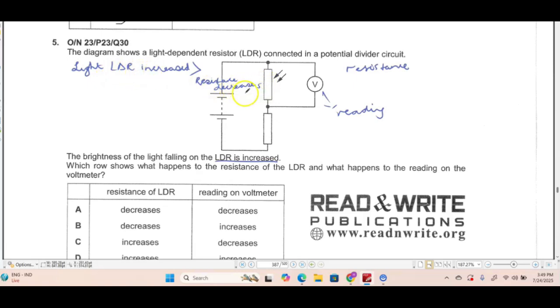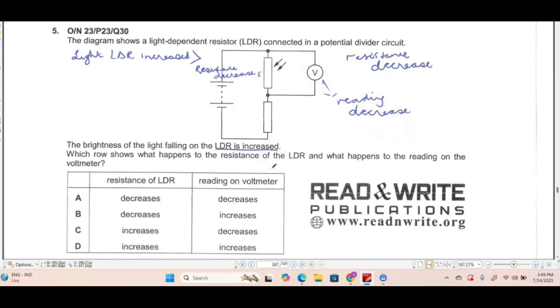Okay. So once we've established that the light falling on the LDR was increased, we know that the resistance is going to decrease. All right. And as the resistance has decreased, the voltmeter reading is going to decrease as well. Okay. So we are looking for options which tell us that the resistance of the LDR decreases and the reading on the voltmeter decreases as well. So A is going to be our correct option. Okay.